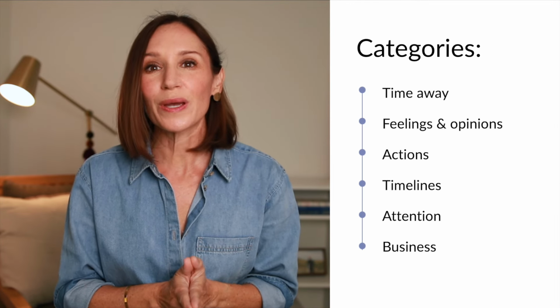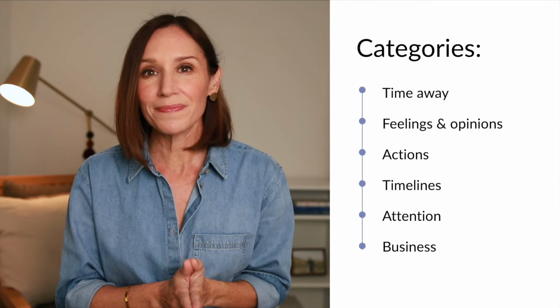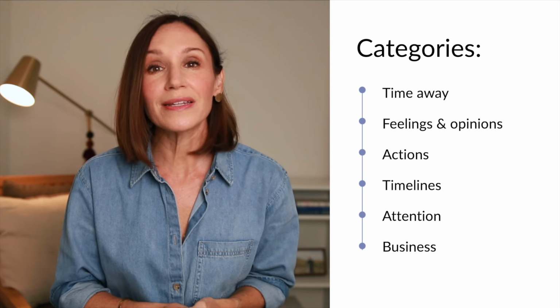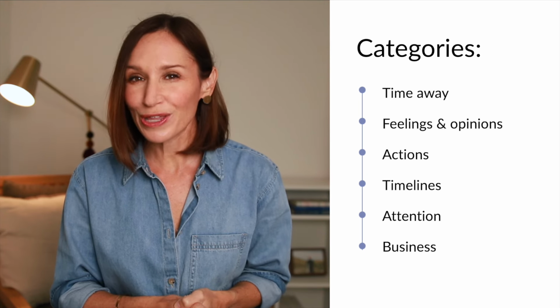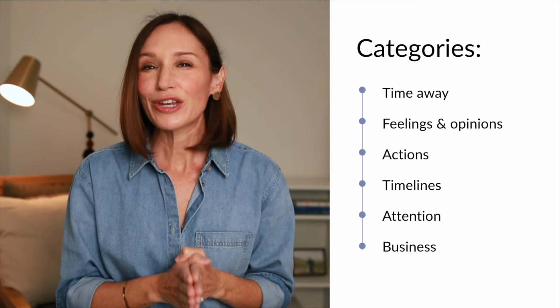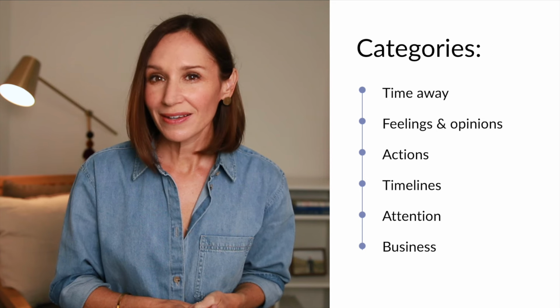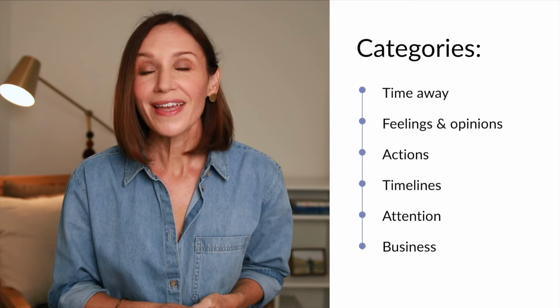I have two quick things I want to share with you before we start with our first set or category of abbreviations. First, I've split this lesson up into 6 distinct categories to make it easier to navigate. Category number 1 includes abbreviations we use for time away. Category 2, feelings and opinions. Category 3, actions. Category 4, timeliness. Category 5, attention. And finally, category 6, business.